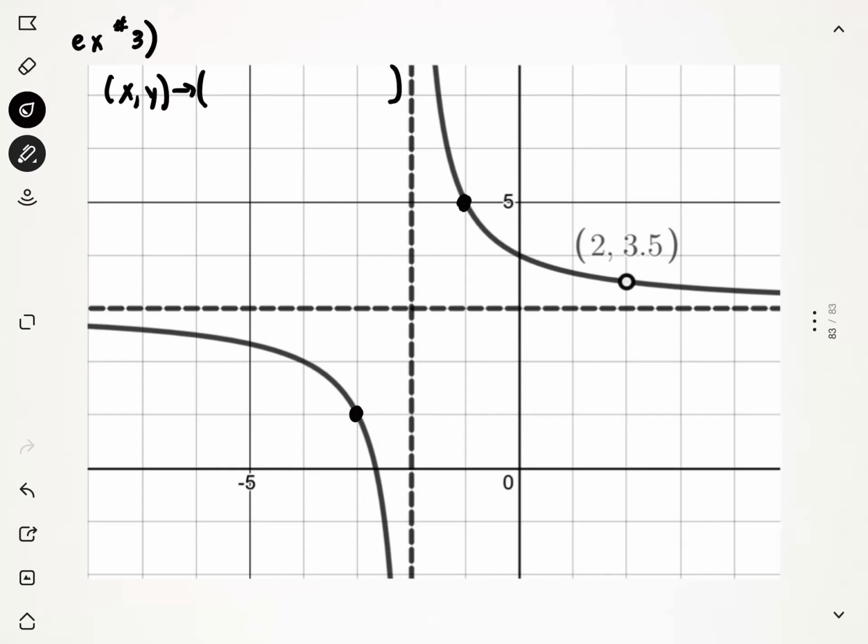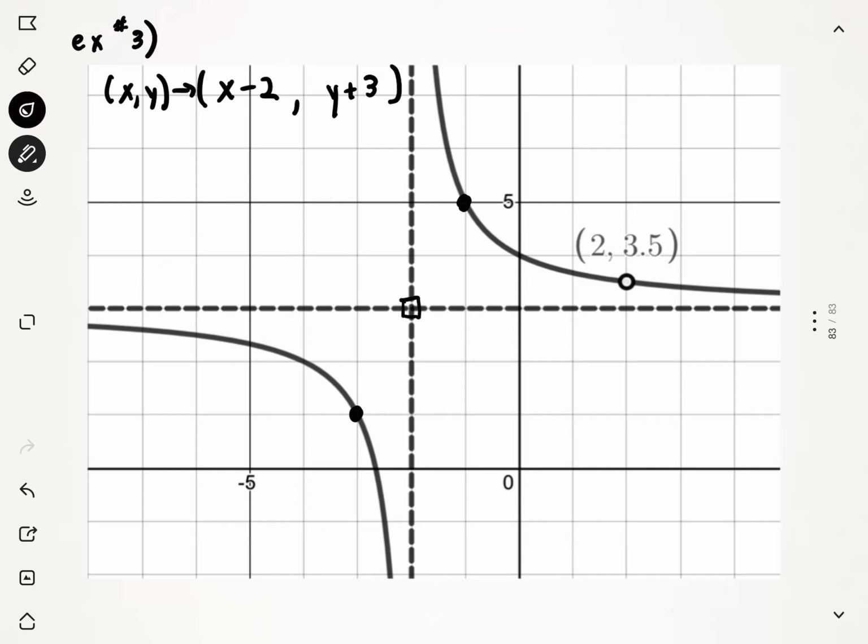So doing what we've done in previous exercises, we can say that this graph moves 2 units to the left. The vertical asymptote is now at -2. It is moved up 3 units, so we have y plus 3. There is no reflection because it's still in the upper right and lower left corners.